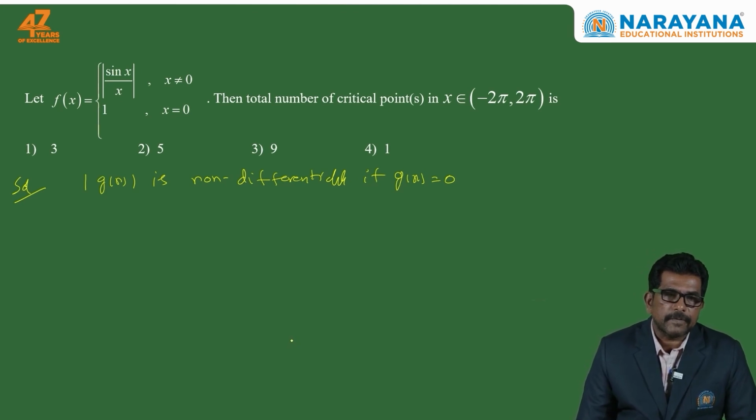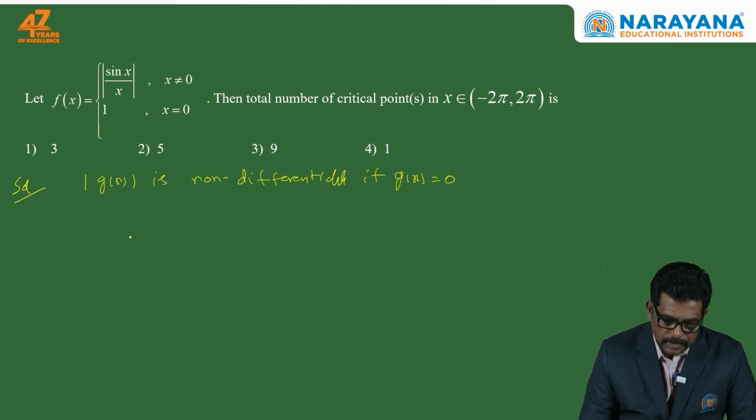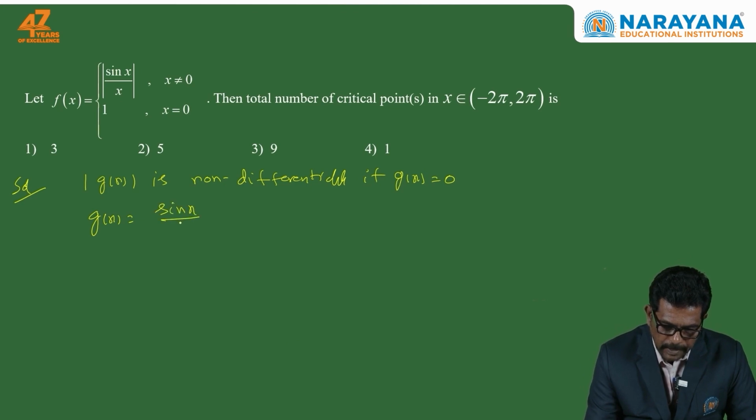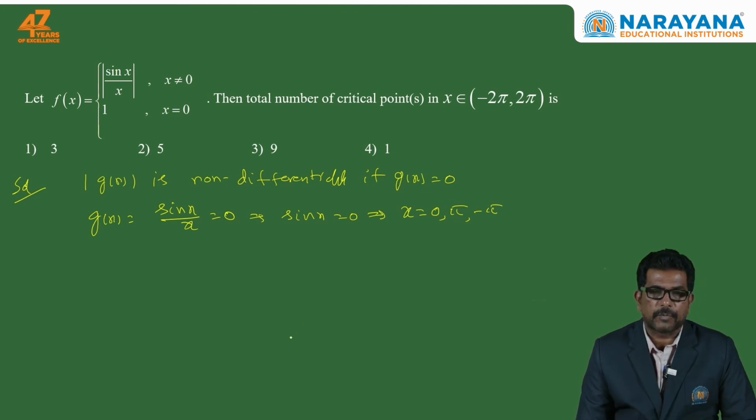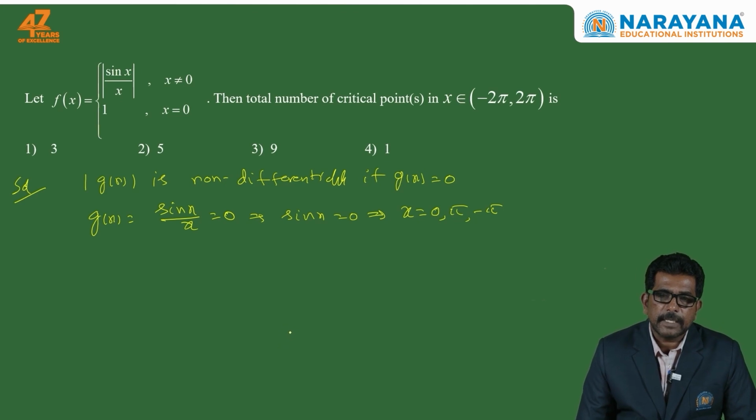In this problem, g of x is equal to sin x by x. So sin x by x is equal to 0. It implies sin x is equal to 0. So the doubtful points are x is equal to 0, pi, minus pi. At these points, the function may not be differentiable. First, we are going to check at x is equal to 0 whether it is differentiable or not. If the function is not differentiable, then definitely it is one of the critical points.